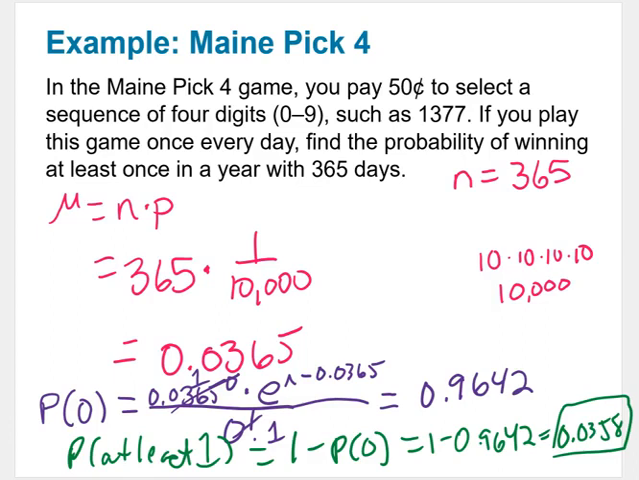Picking up a lotto ticket every once in a while isn't a big deal, but you have a very small chance of winning. All right, so go practice using that calculator, and I'll see you in the next lesson.